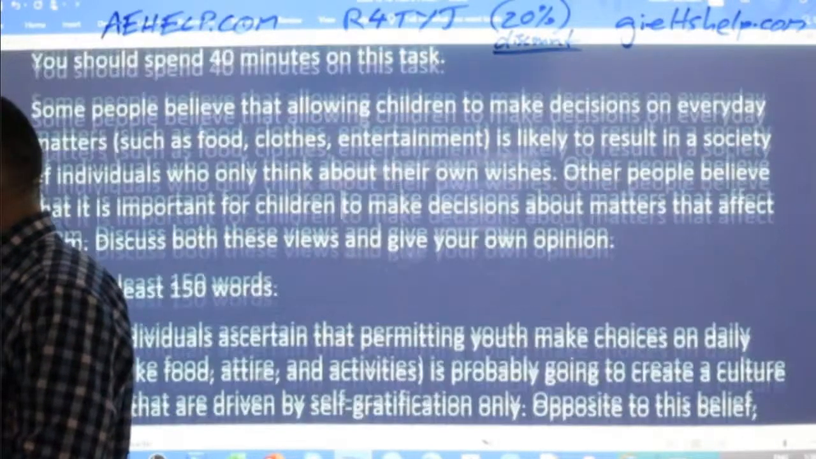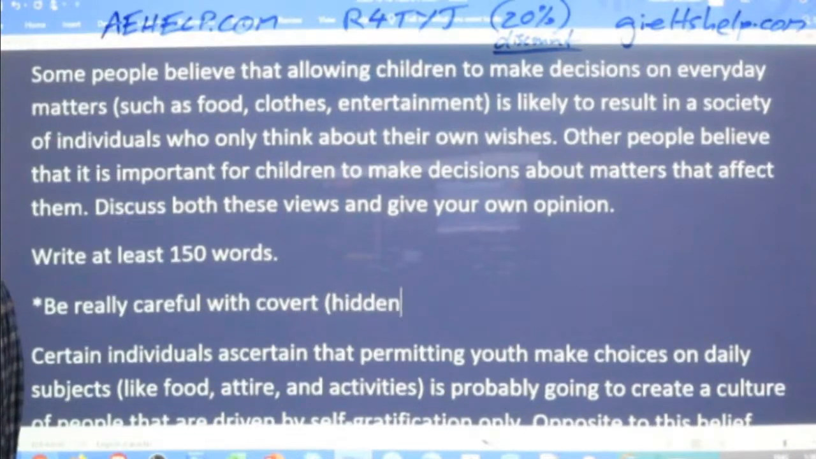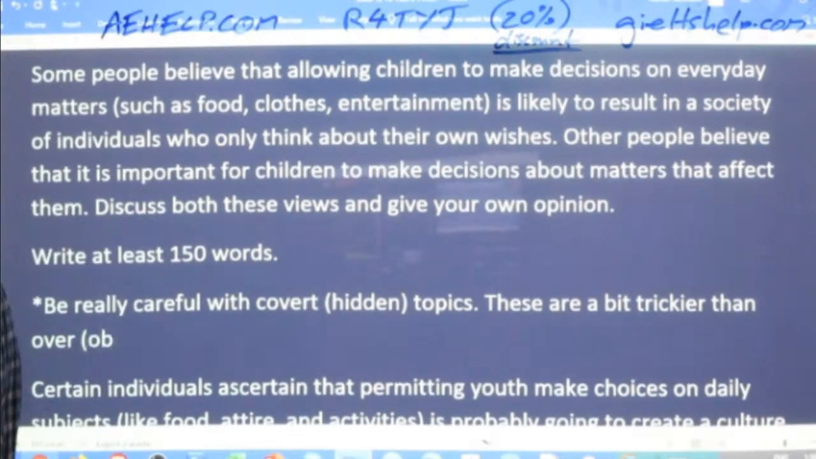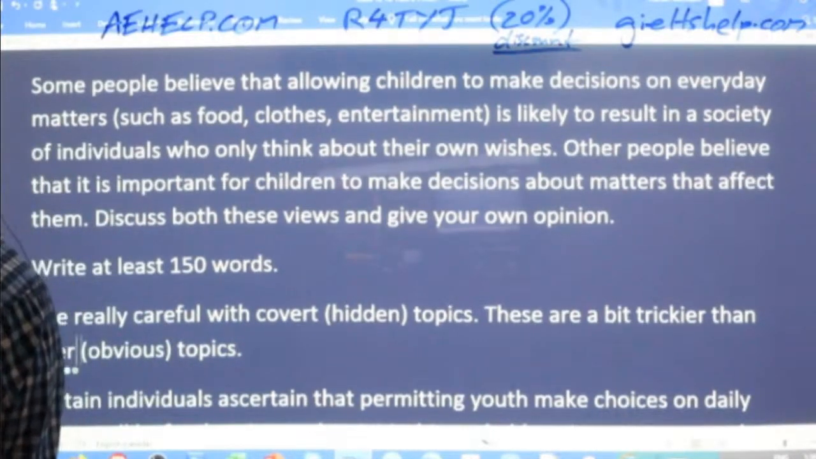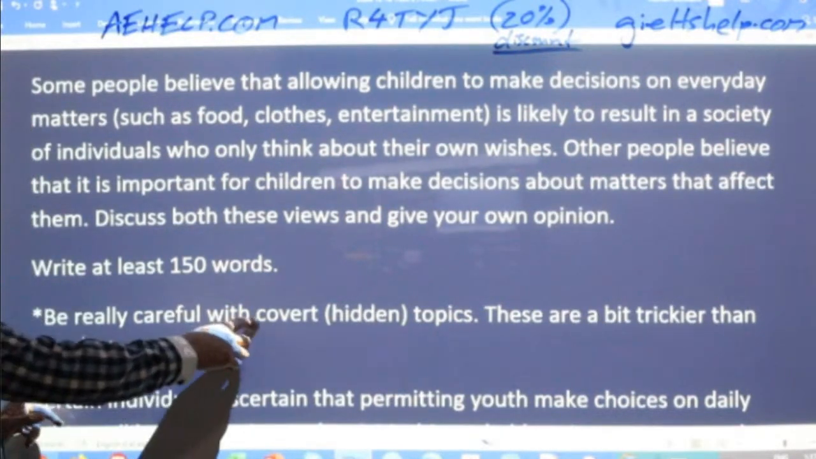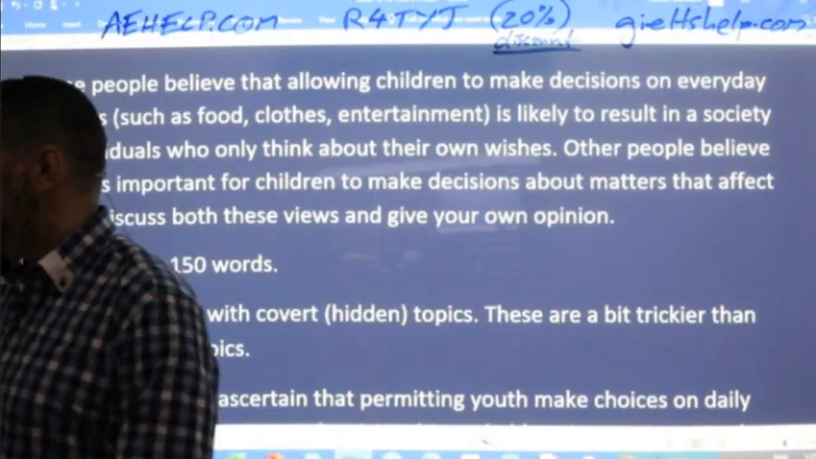And I'll make that note here: be really careful with covert. Covert means hidden topics, okay? The opposite is overt. These are a bit trickier than overt, obvious topics that are directly included, okay? So be careful, it's overt with a T. It's kind of easy to remember these because it's covert and overt, so it's only the C that changes, right? Overt, covert. Okay, remember that. It's a good word, or good words.